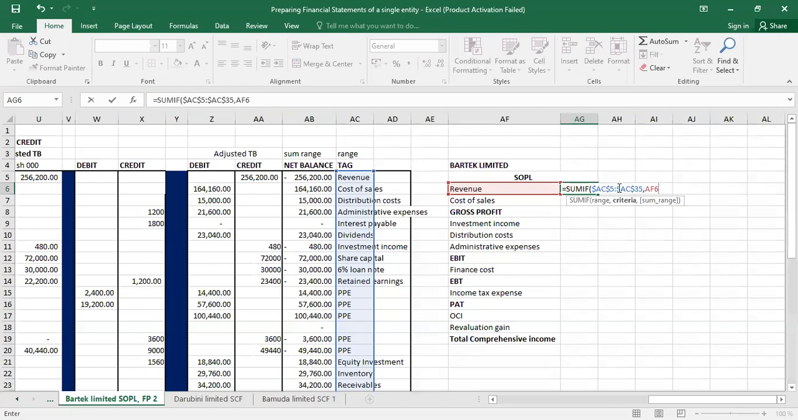And here we locked. This locking is called absolute referencing. It doesn't move out of here, because if we don't lock, if we drag down, it will move, so the table will be starting from here. If we move again to investment income, the table will be starting from here, going down. So that's why we lock, so that the table doesn't move, it becomes fixed. Comma. Then the sum range, the net balance, select all of it.